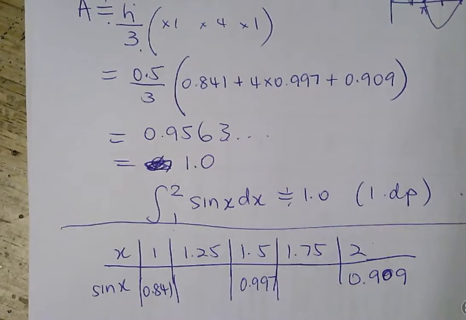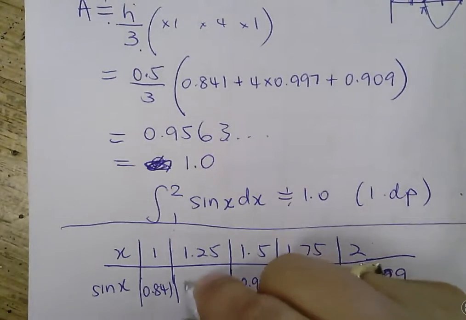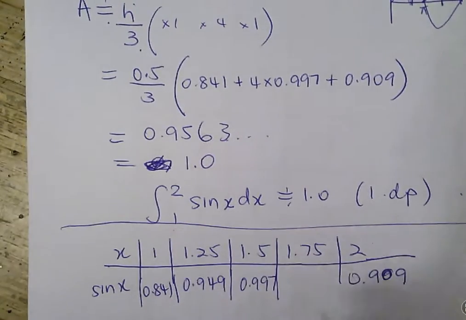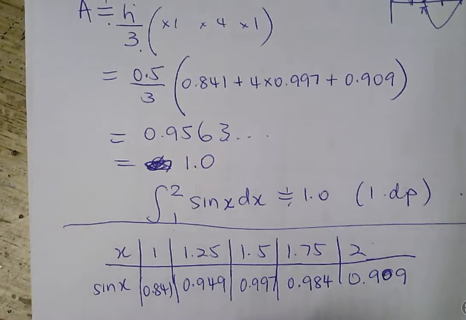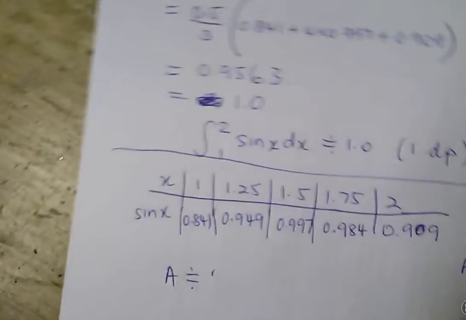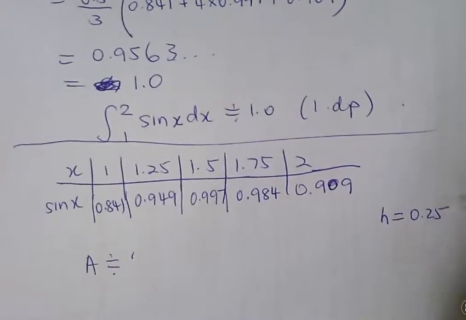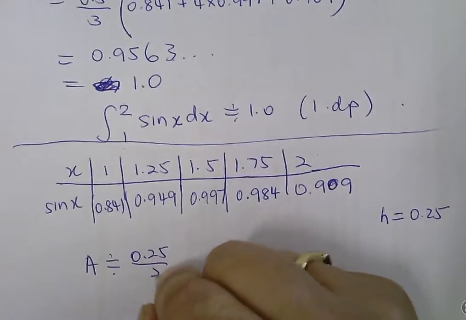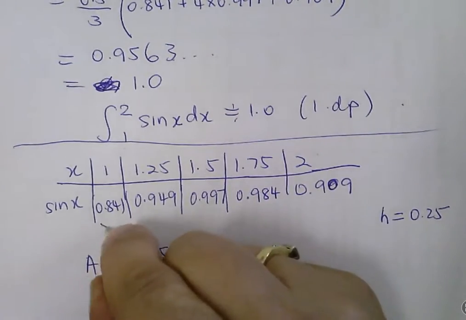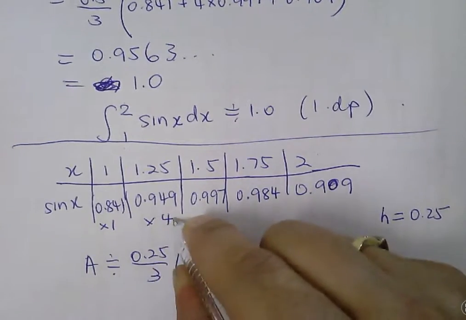Who's got missing values for me? 0.949. Is that the first one? For 1.25. Yep. 0.98984. All right, so the new multiplier pattern is the same multiplier pattern. It's h on 3. So what's your new h? Yeah, your new h is 0.25. So it's h on 3, which is 0.25 on 3. And the multiplier pattern, just put it under the table. 1, 4, what's next?